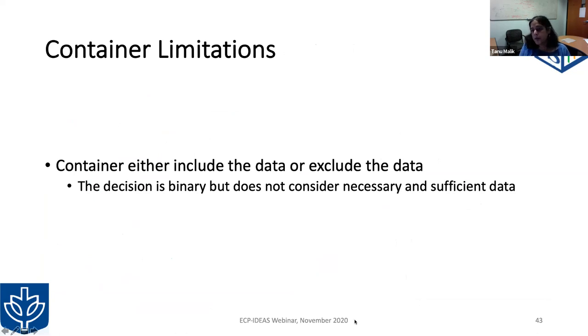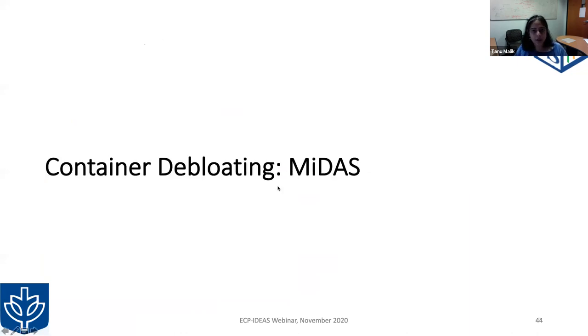So I spoke about automatically creating this reproducible container to reduce the technical debt. But what about data? We have lots of data. Right now, the way I showed you, all the data is captured. So it's a binary sort of decision: you either include all the data or you do not include it. But can we do better? Can we actually have a reproducible container which only uses the necessary and sufficient amount of data that an application uses? So we consider this term debloating the container.